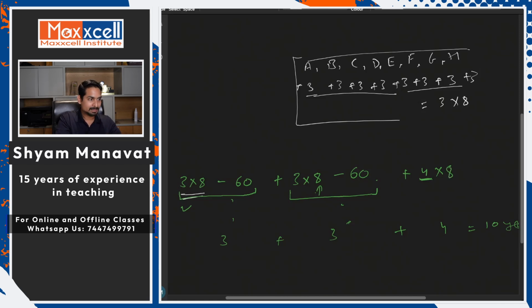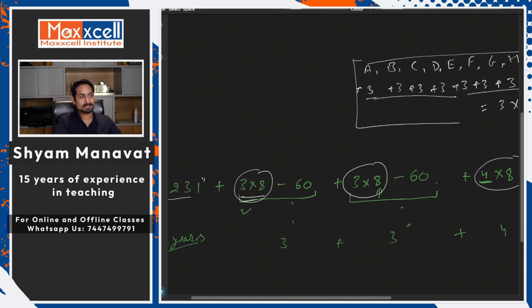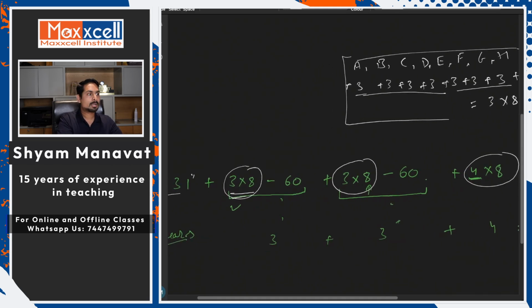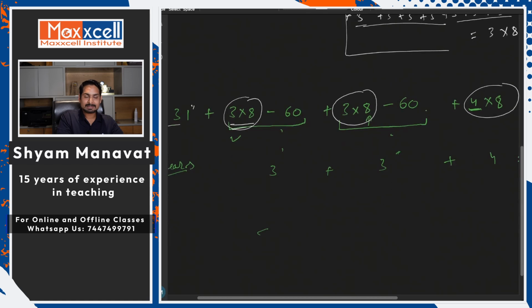This part, guys, this part should be clear to you. Why am I multiplying 3 into 8? Why am I adding 3 into 8 here? And why am I adding 4 into 8 here? This part should be clear to you. Because there are 8 members in the family, and every year each member of the family is getting aged by 1 year. So in 3 years, every member of the family will be aging 3 years each, right? So the total will increase by the sum of age.